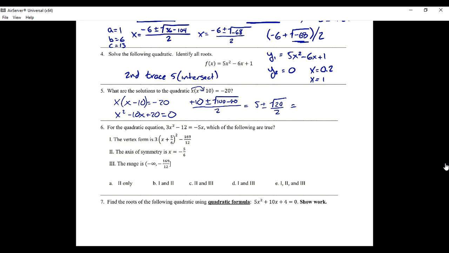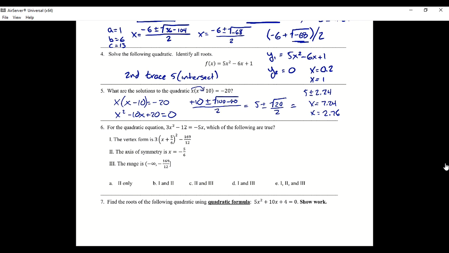So we have 5 plus or minus 2.24, or x equals 7.24, and x equals 2.76. And there's your solutions.